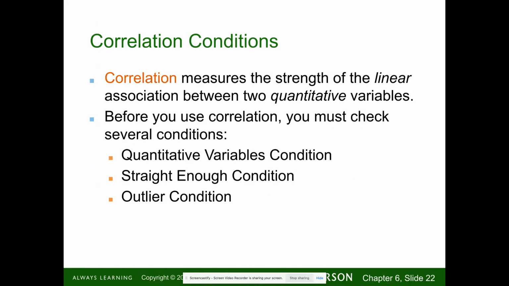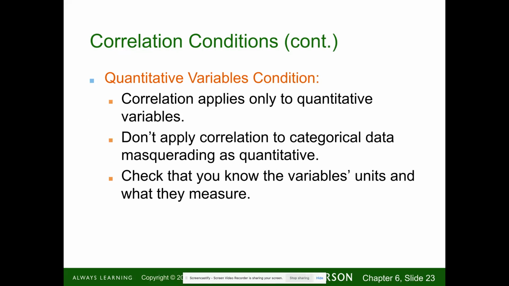Correlation measures the strength of the linear association between two quantitative variables. Before you use correlation, you must check several conditions: the quantitative variables condition, straight enough condition, and outlier condition. Probably that outlier really threw off that correlation because that dot is really far away.